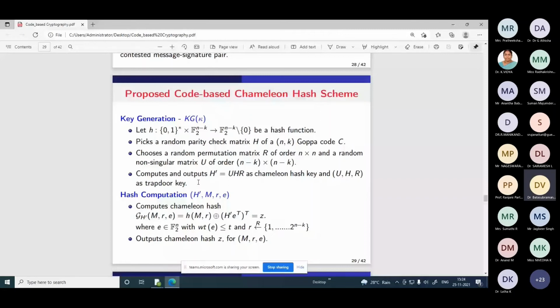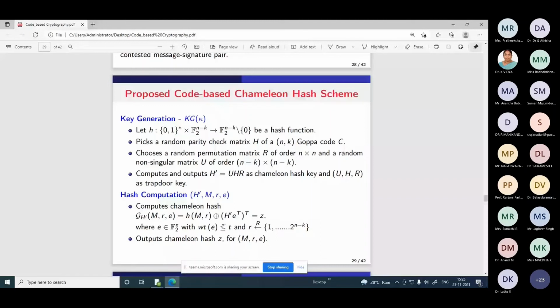Hash computation. Here the chameleon hash is computed using this hash function. The inputs are H prime, M, R, comma, E, and the small h is the cryptographic hash function. With that, you can compute h of M, comma, R, the hash of that message and R, XOR with H prime times E transpose, where E is the error vector of weight t. We are computing this chameleon hash Z, and we are outputting the chameleon hash.